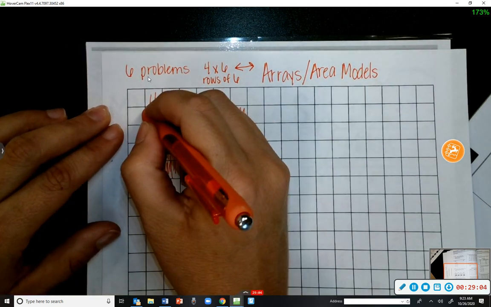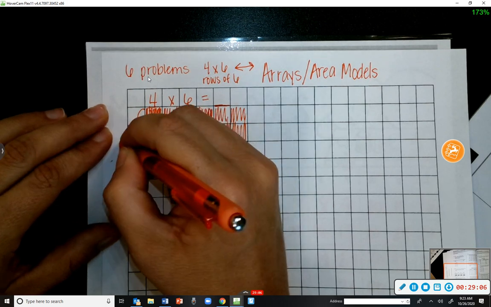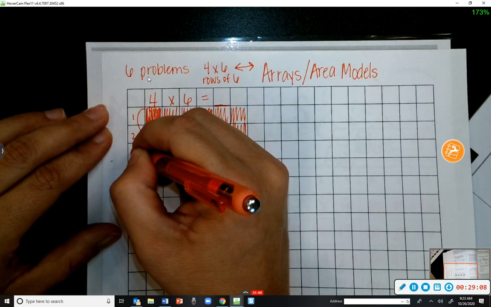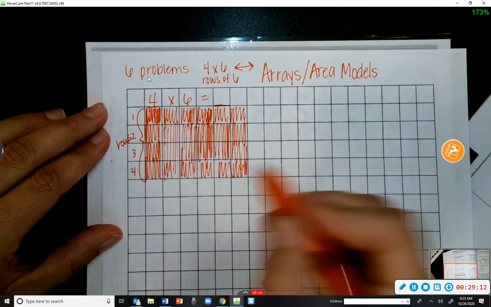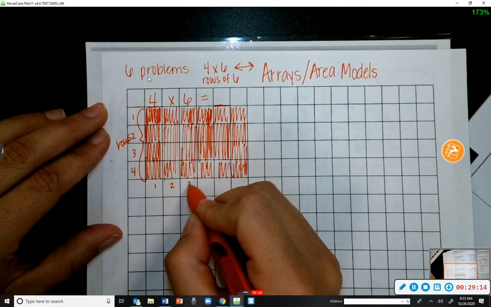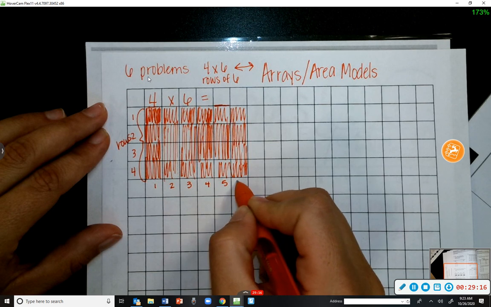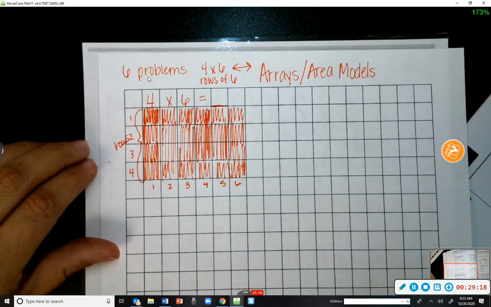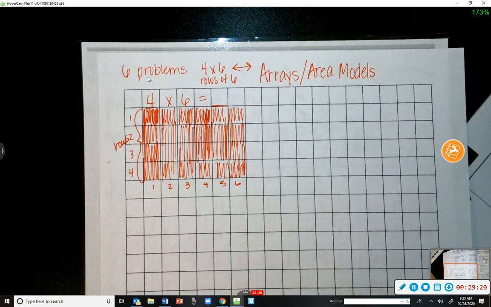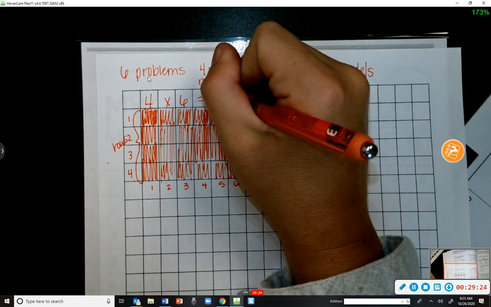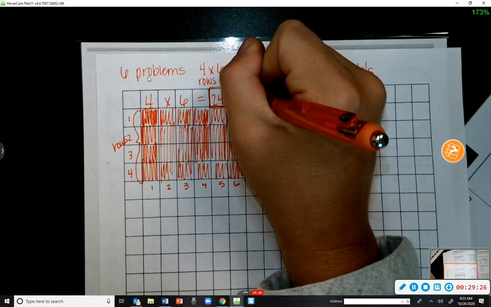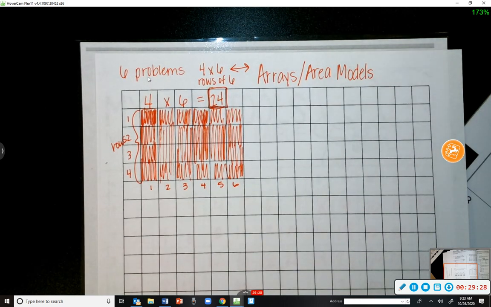Okay, so these are your rows. 1, 2, 3, 4 rows. And 6 columns. 1, 2, 3, 4, 5, 6. Okay? Any questions on your assignment today? And then make sure you put your product. 24. If we had counted all those squares, it would have been 24.